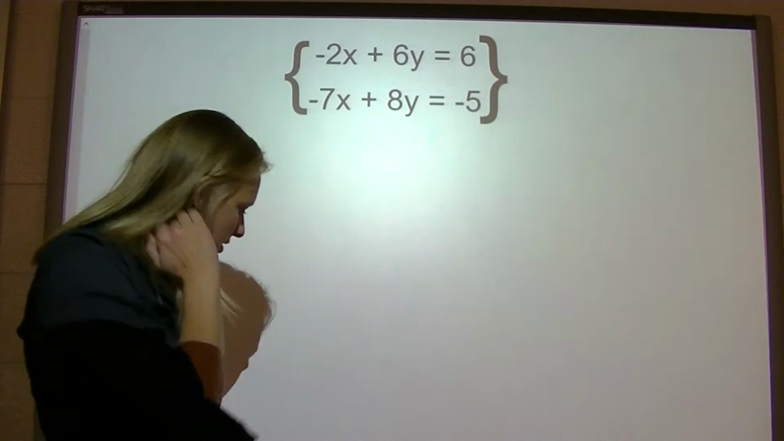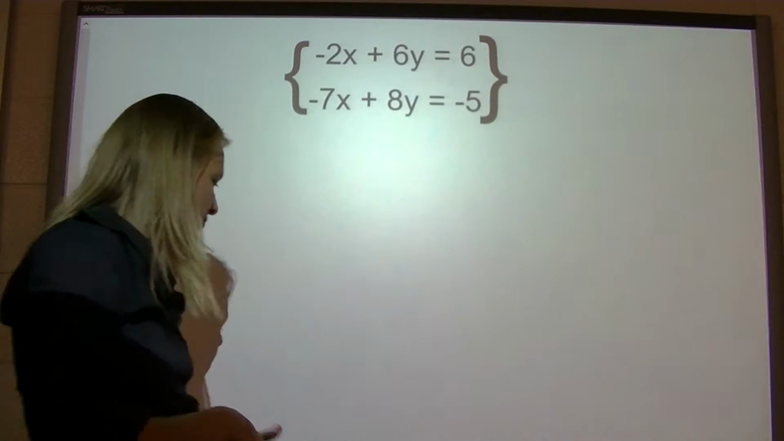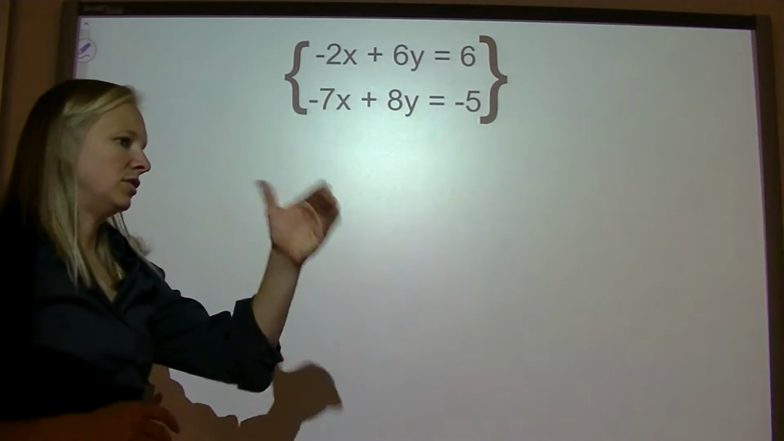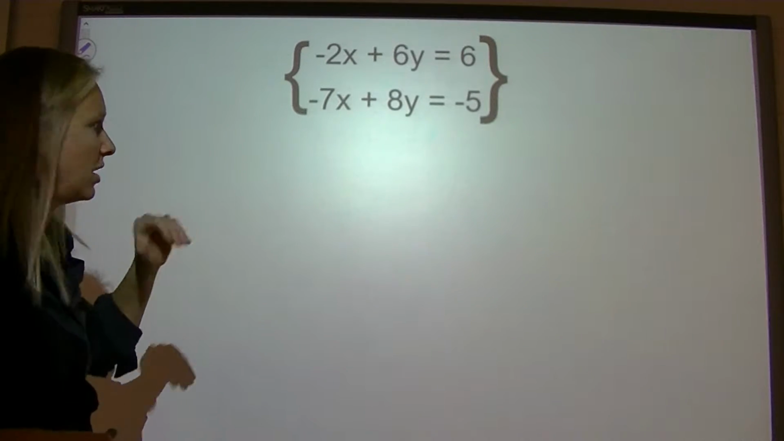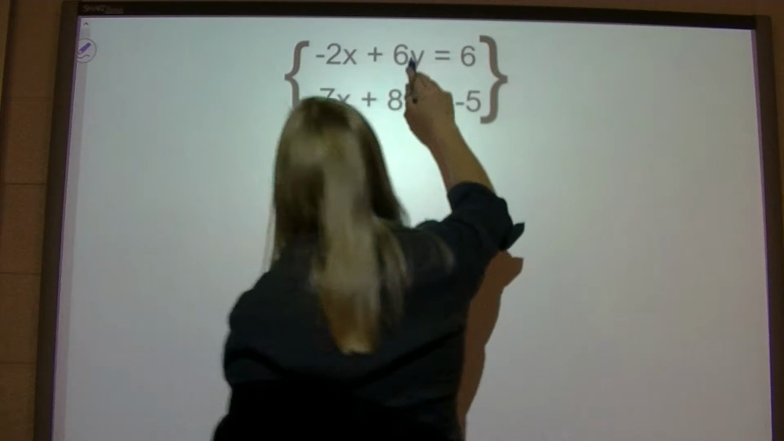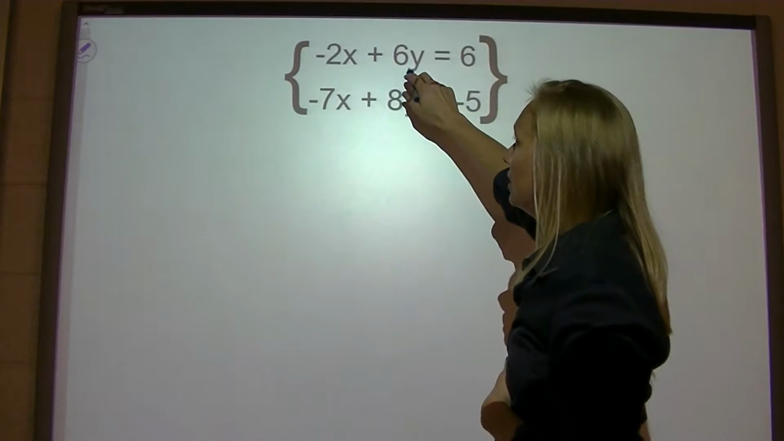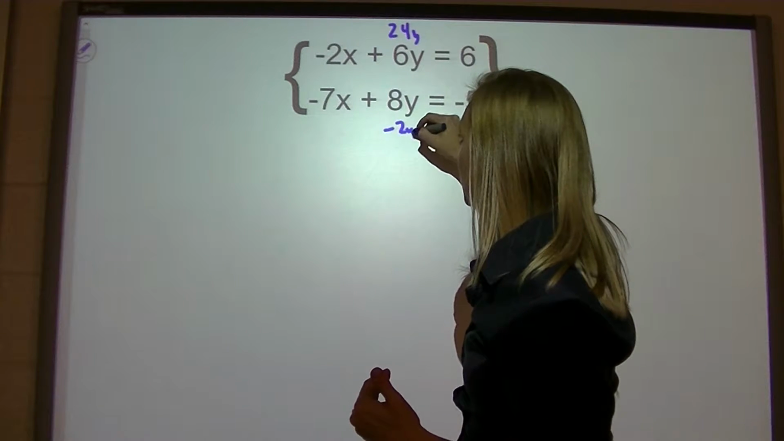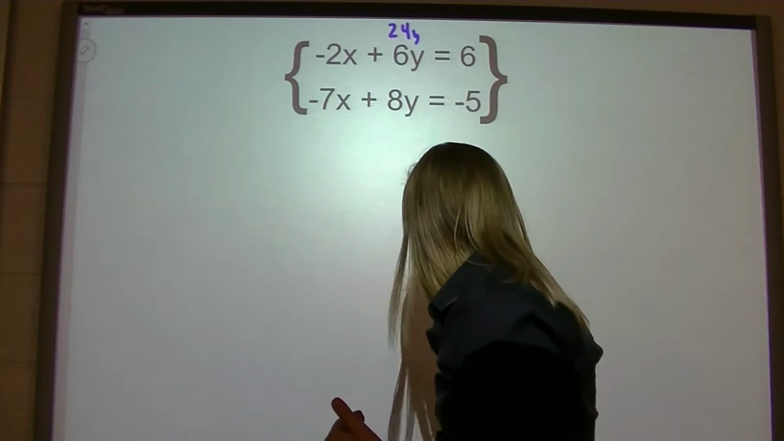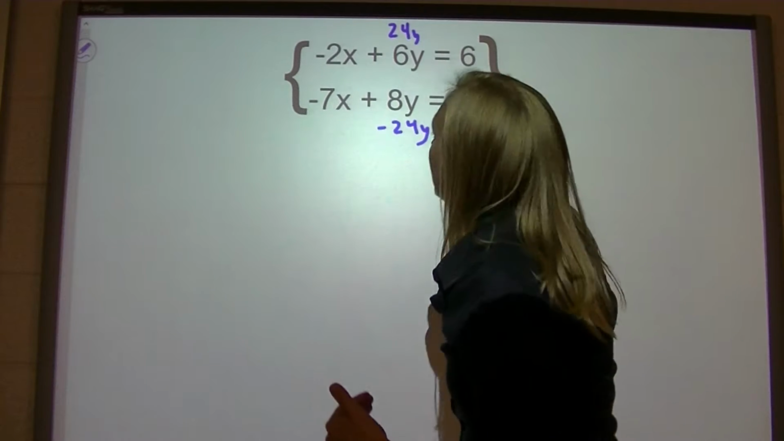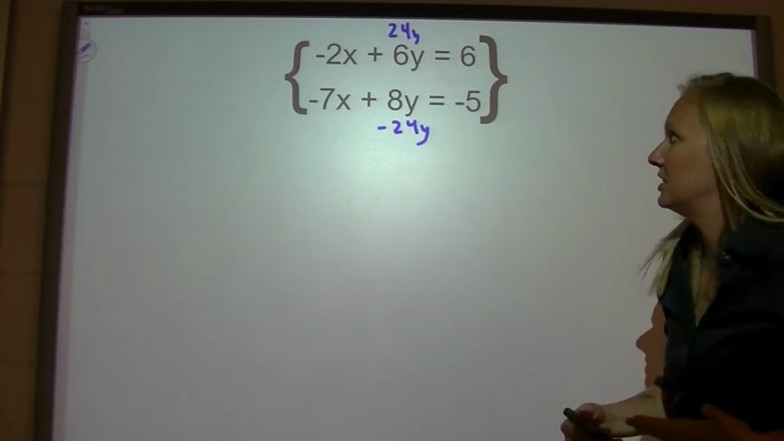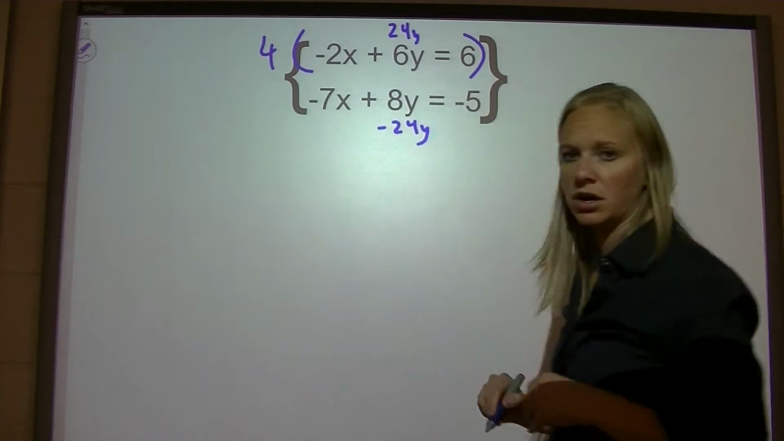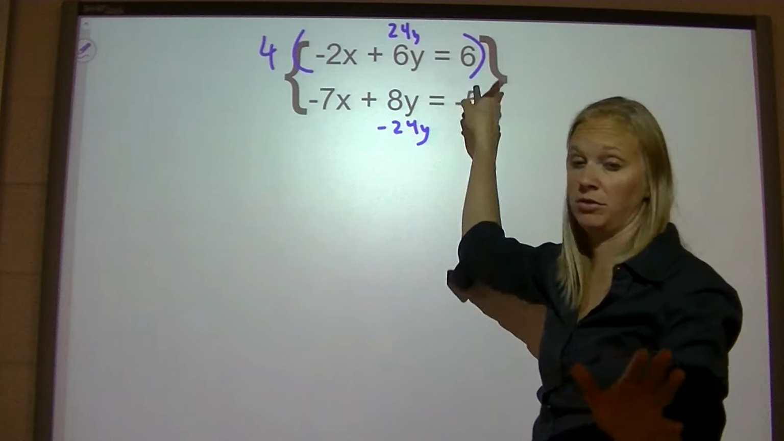Now, in order for that to happen, 6 and 8 share a common multiple of 24. So let's get it to equal 24. I don't remember in the notes how I did it, but let's say I want this first one to be positive 24y, and then this can be negative 24y. So doing that, what can I multiply 6 by to get 24? 4. So we multiply this entire first equation by 4. Because again, with equations, what you do to one thing, you have to do to everything.